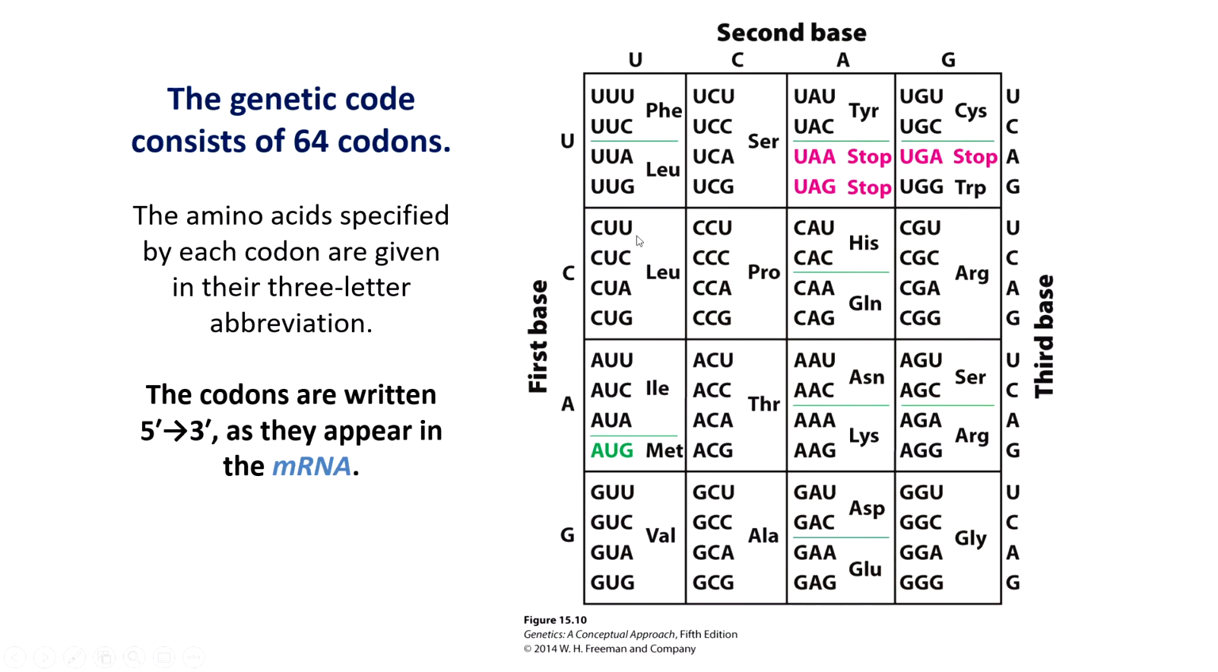The codons here are written in the 5' to 3' direction as they appear in the messenger RNA. So if you wanted to know what, say, AUG is in the template DNA, it's AUG here in the 5' to 3' direction in the RNA, and so it would be TAC in the 3' to 5' direction in the DNA. Remember, RNA is complementary and anti-parallel to the DNA template.